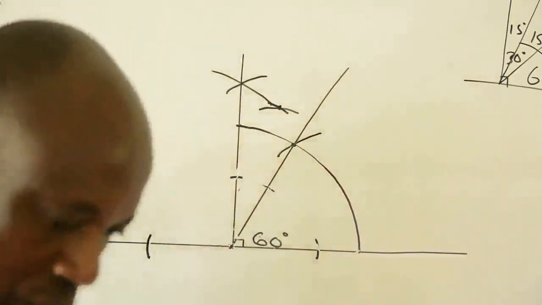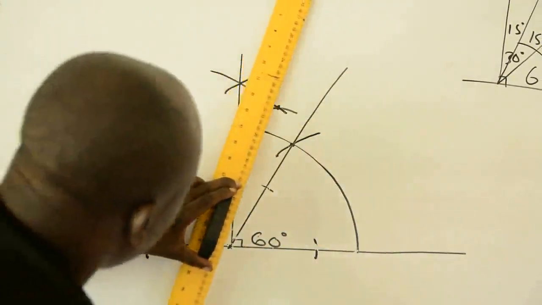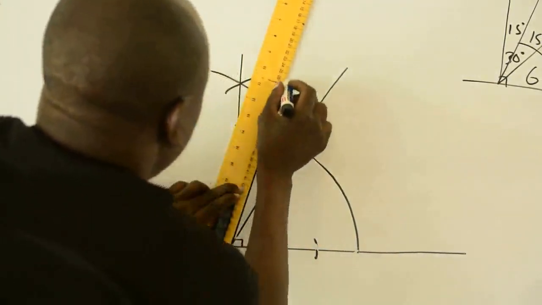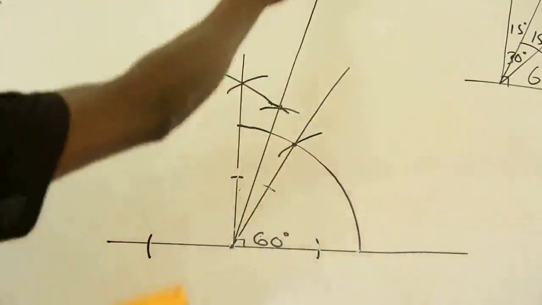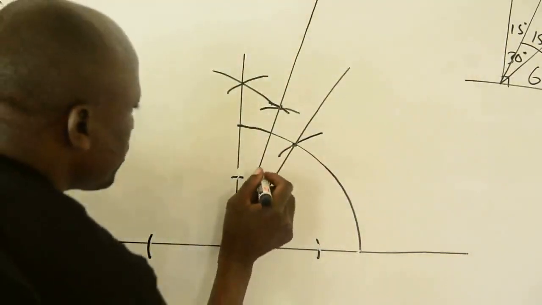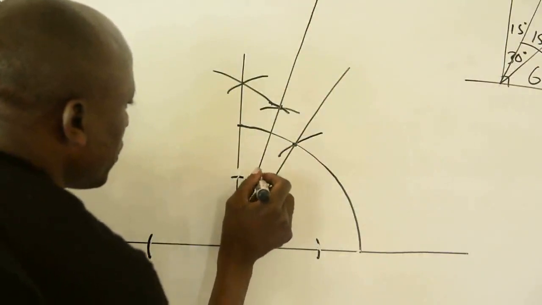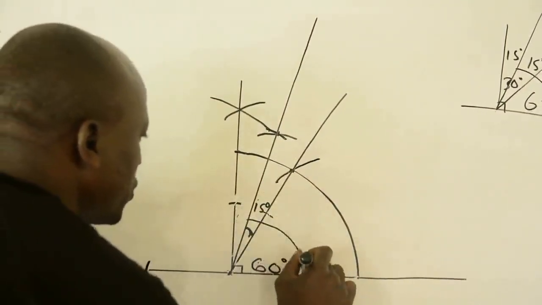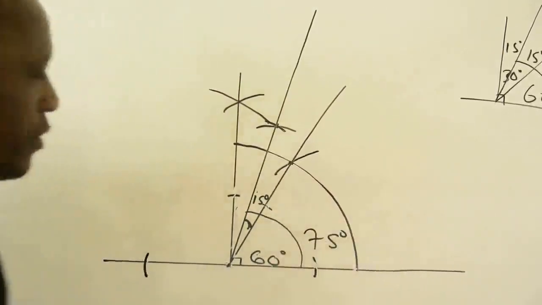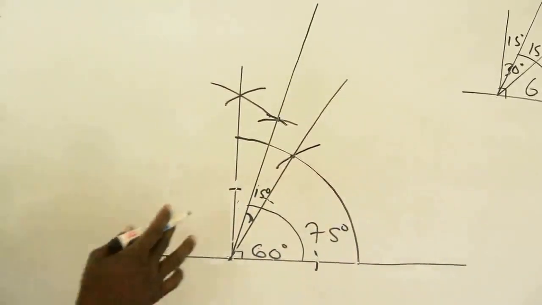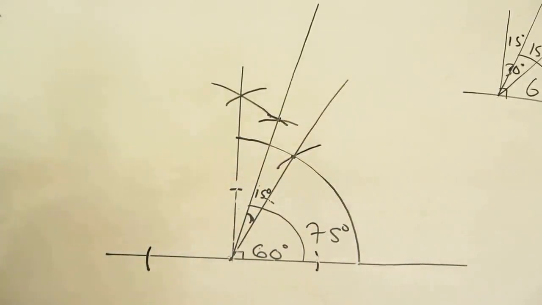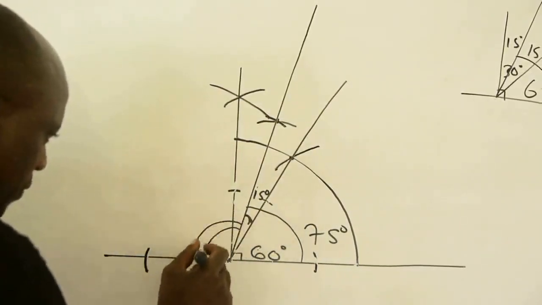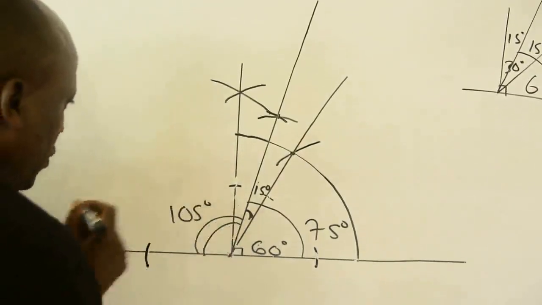Then you use your ruler. Make it long so that this is 15 degrees. 15 plus 60, so the whole of this is angle 75 degrees. And we know that the sum of angles on a straight line is 180 degrees. So this angle from this place to this is 105 degrees.